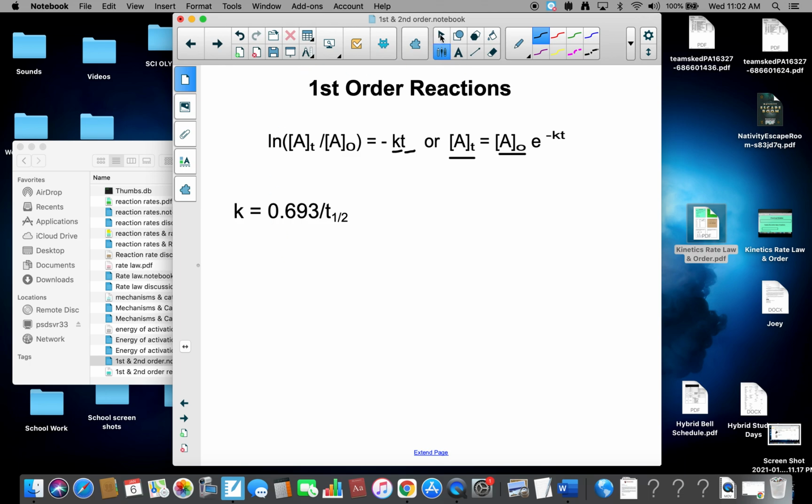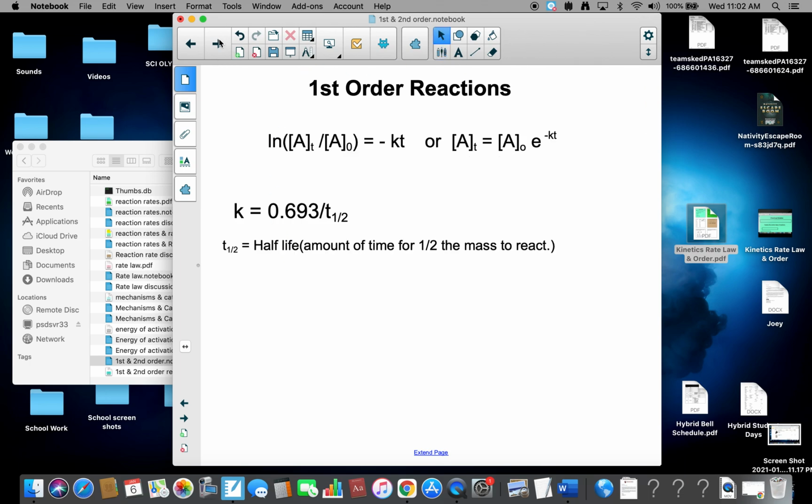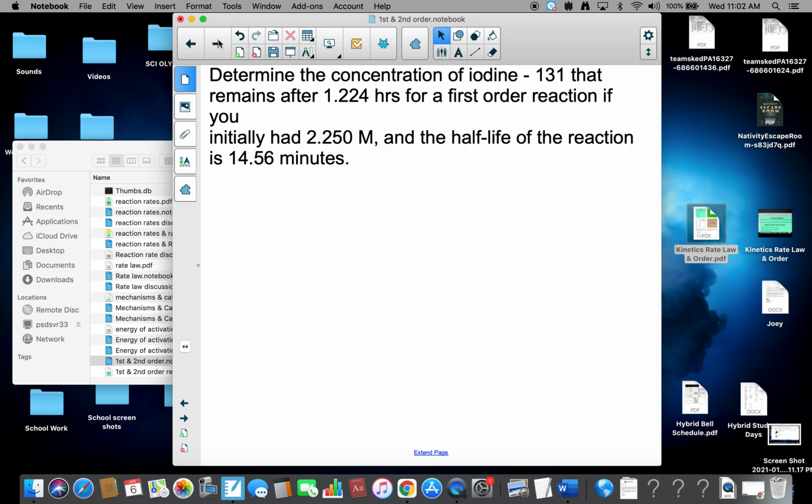t_1/2 is what's called the half-life. It's the amount of time for 1/2 of the substance to react, or in most cases to decay. All right, so let's look at a problem. Determine the concentration of iodine that remains after 1.224 hours for the first order reaction if you initially have 2.250 molar and the half-life of the reaction is 14.56 minutes.